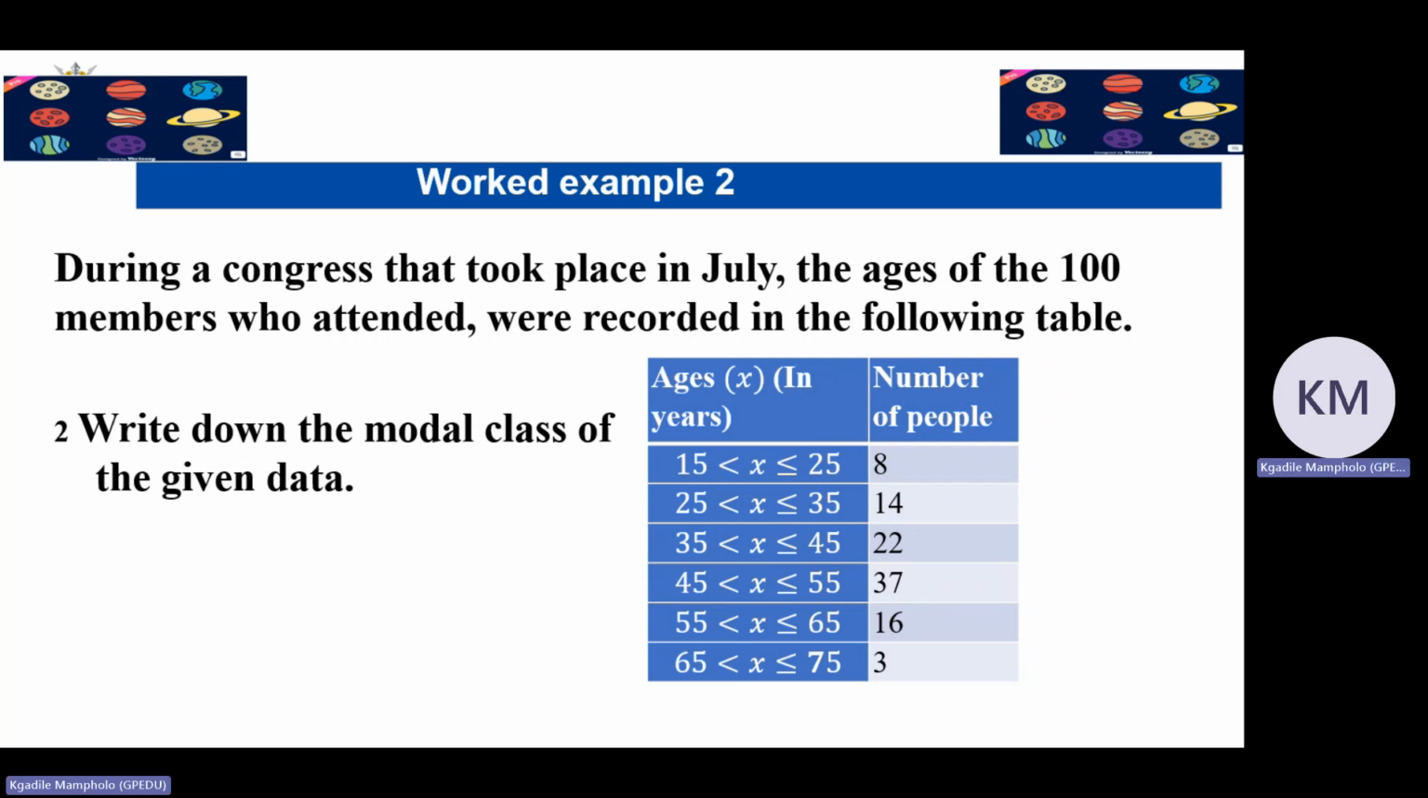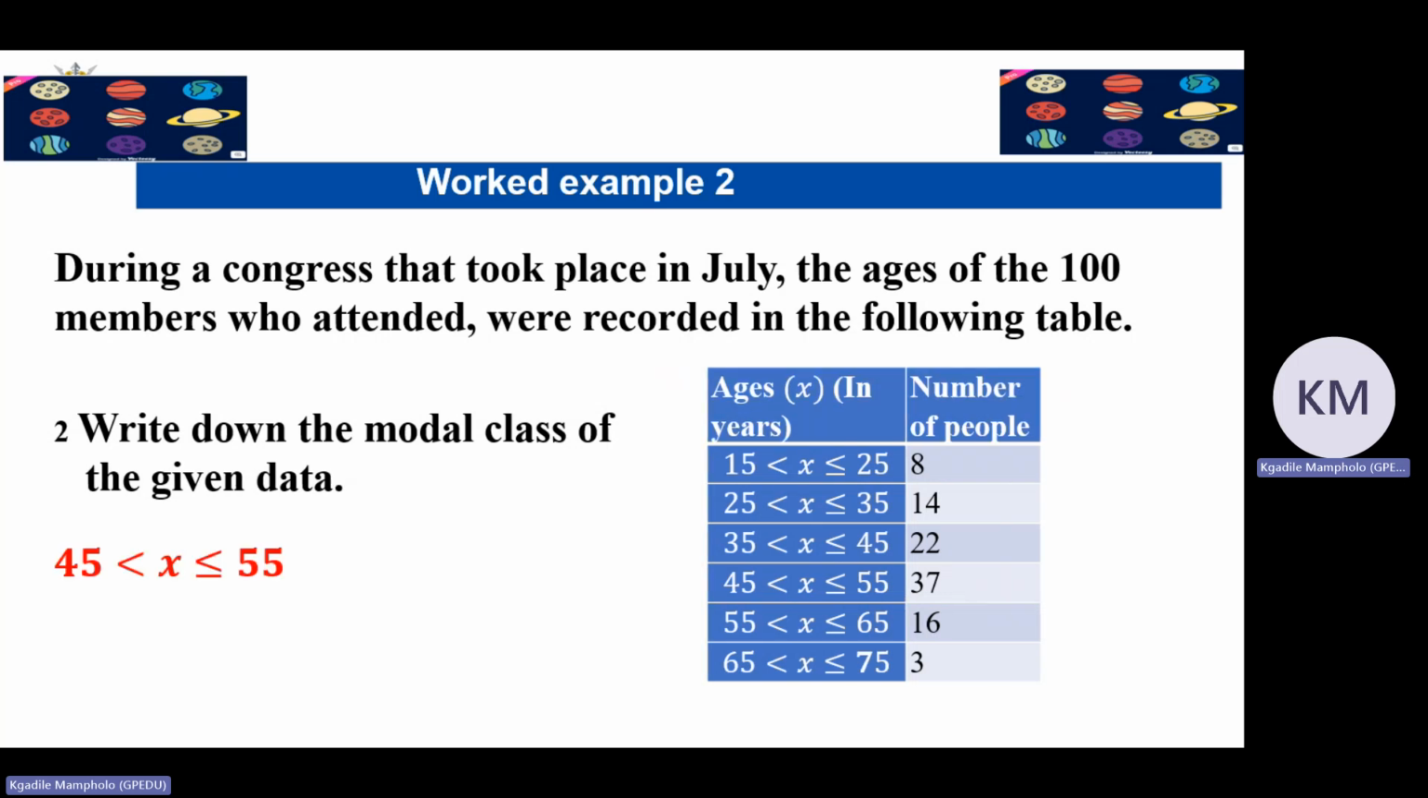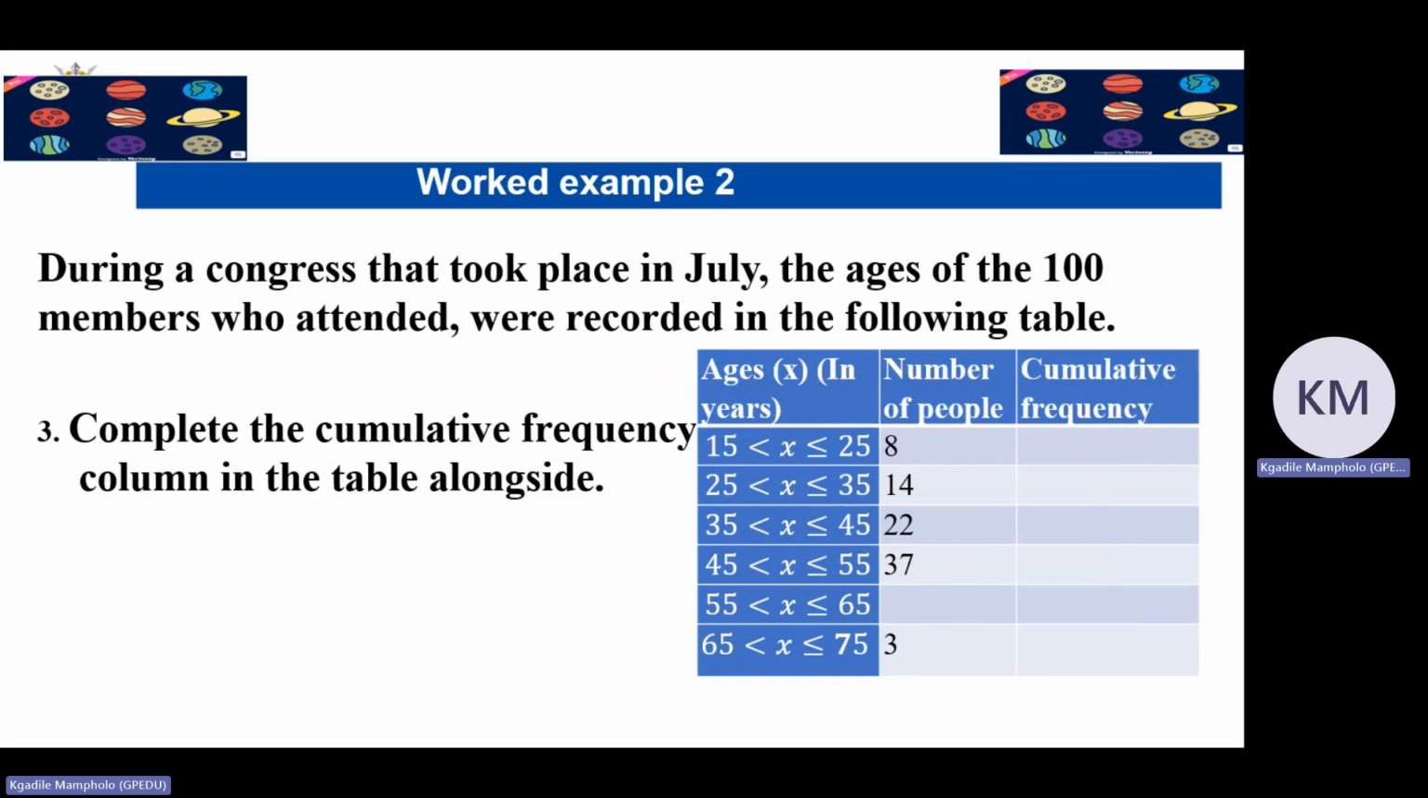Now, write down the modal class of the data. Obviously, you see that it is the interval between 45 and 55. The frequency is 37. So there is no other interval which has a higher frequency than 37. So it means the age range between 45 and 55 is our modal class or the modal group. We did that, which is between 45 and 55.